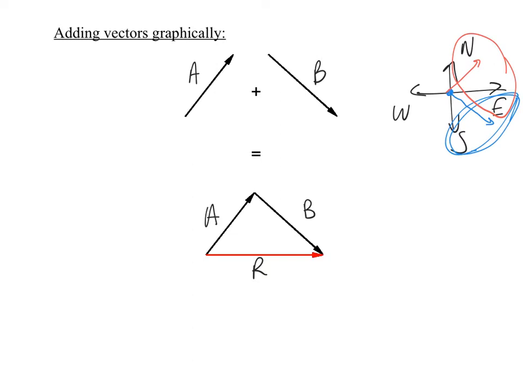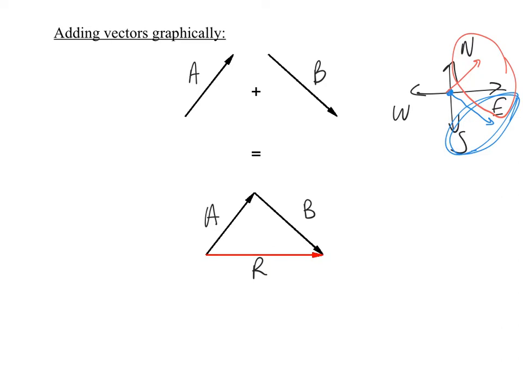Now, when I sum them, though, I have to literally just connect the two. So I start with vector A here. I start with the tail of vector A. I draw vector A up until its tip. Then I continue with the tail of vector B, and I draw vector B right from there at the angle that it's shown, which is right here. And that's my ending point. I connect my starting to my ending to get the resultant.